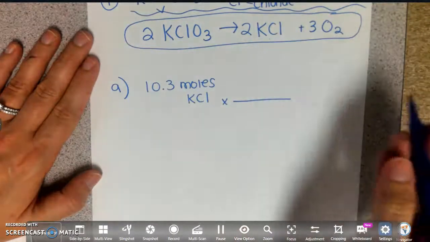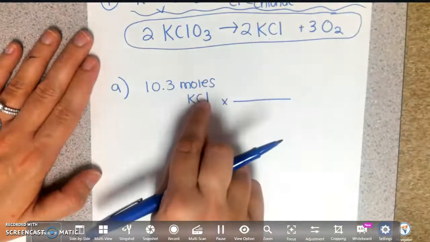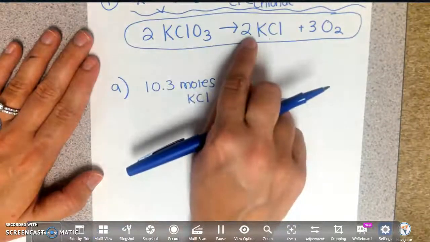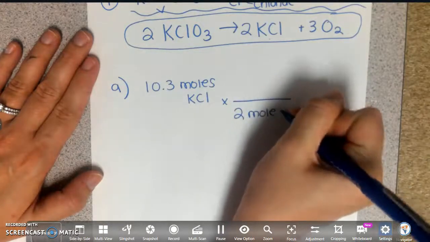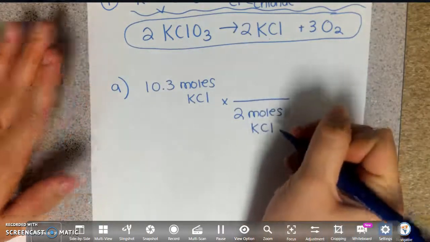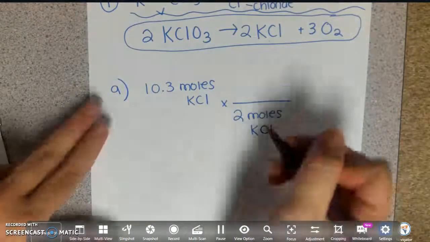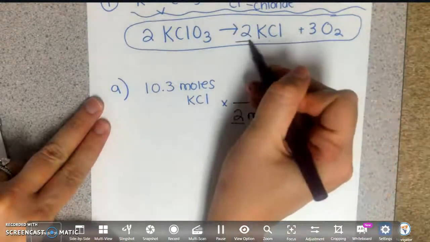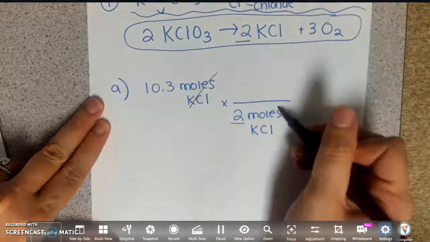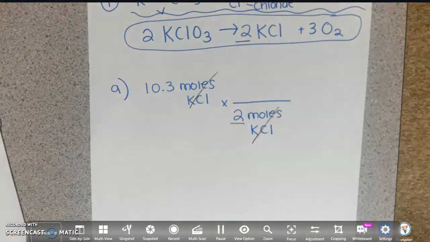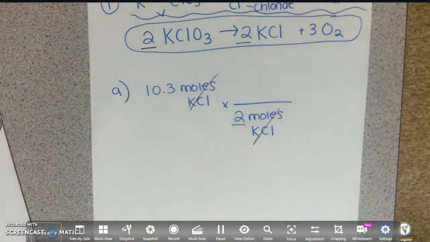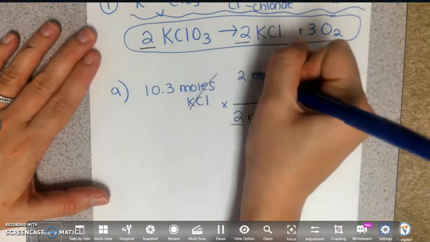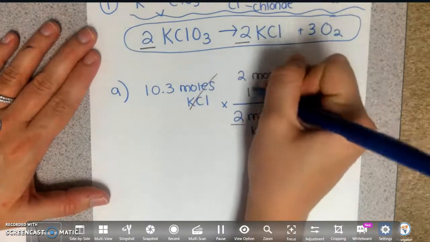And so what that allows me to do, this is a new conversion, and so this is moles of KCl. The coefficient in front of KCl is a 2. So I'm going to put down here 2 moles KCl. Now this gets rid of my KCl unit, and again this 2 comes from that equation right there. Now I wanted to solve for moles of KClO3, potassium chlorate. The coefficient in front of that is a 2. And so I'm going to put that on the other side. 2 moles KClO3.